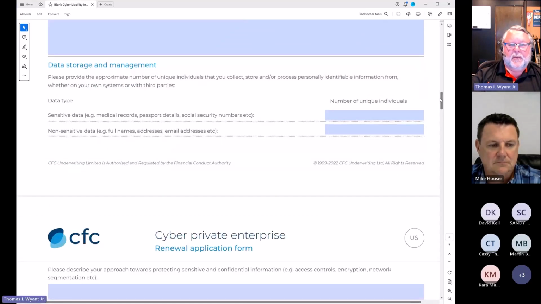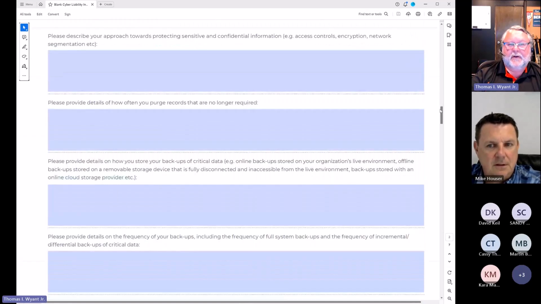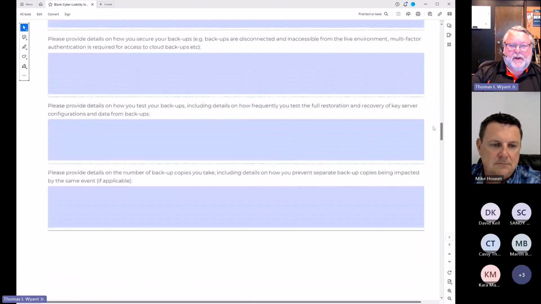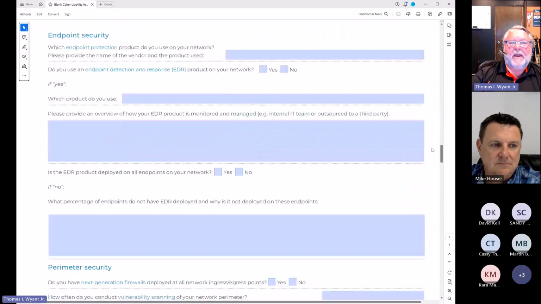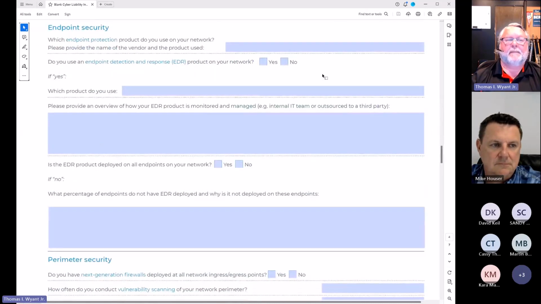But we get down here, where are you? So data storage management: if you're storing PII or PHI, they're going to want to know that, which is standard. Right. Where are we? Down to here, endpoint security.